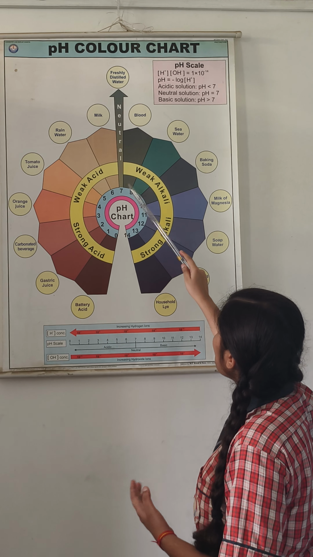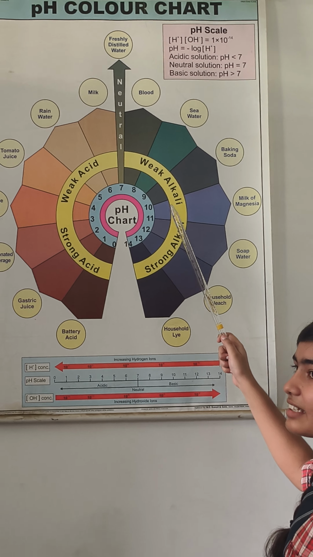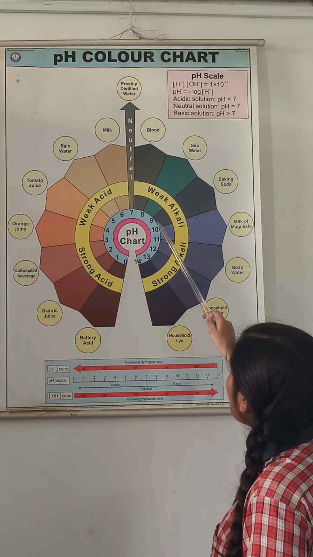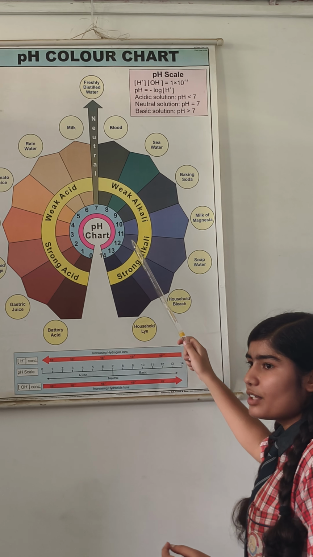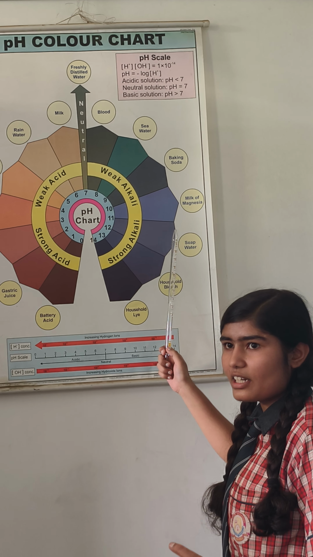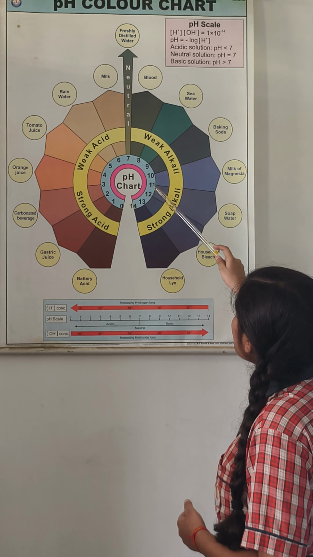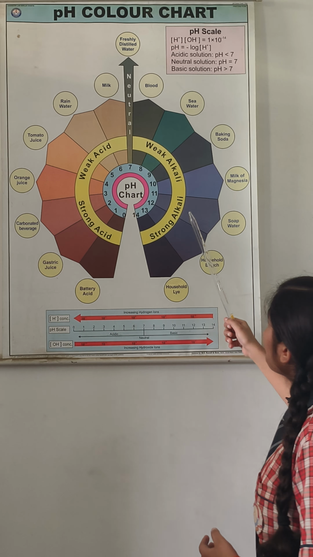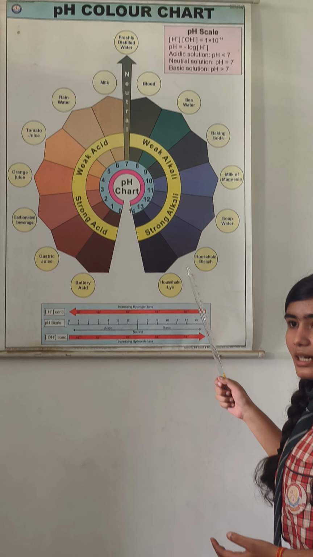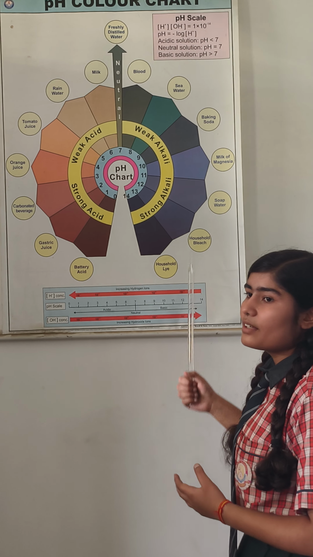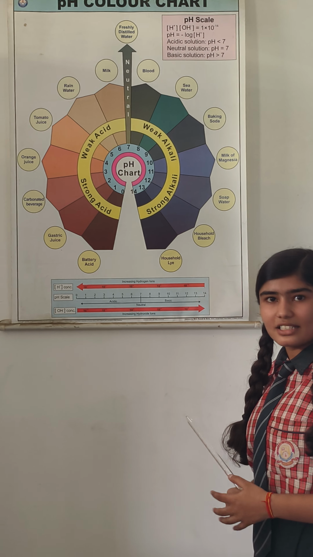But if we go more than 7, then it forms a base and the color turns bluish and bluish. So if it comes to 7, 8, 9, 10, then it is weak alkali. We have examples like calcium hydroxide and ammonium hydroxide. And when we come after 10, there is 11, 12, 13, 14, so it forms strong alkali. We have many examples like caustic potash and caustic soda. So with the help of the pH scale, we can identify whether the solution is acidic or basic.